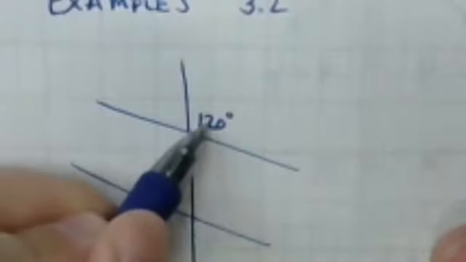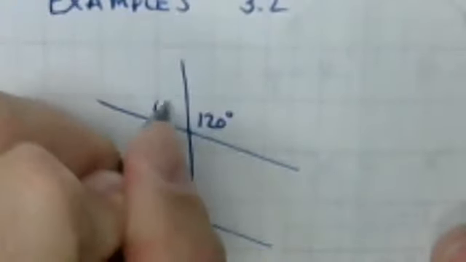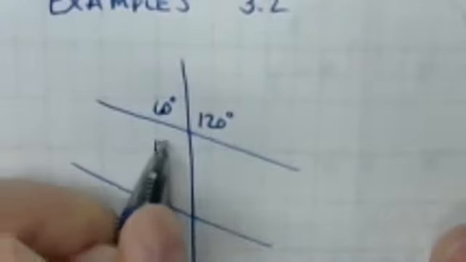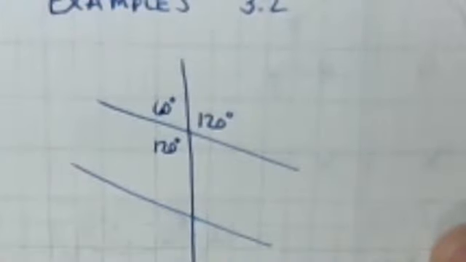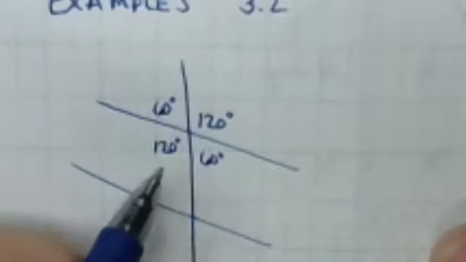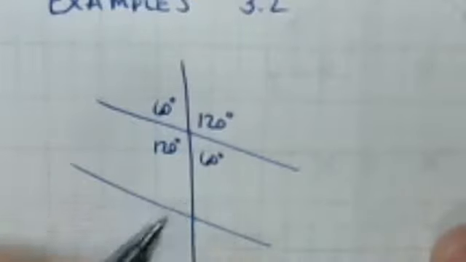Now, if this angle is 120, then this angle has to be 60 because they form a linear pair, and we know that linear pairs have to add up to 180. We know 120 is vertical to this angle, so those have to both be 120. And then we know that this angle has to be 60 because it's vertical to 60, and then it's supplementary with each of the 120s.